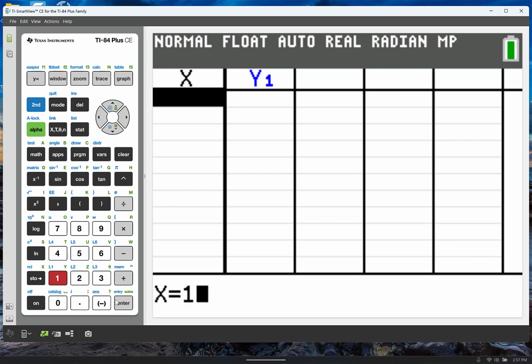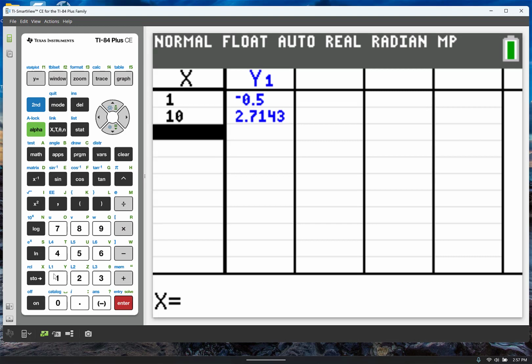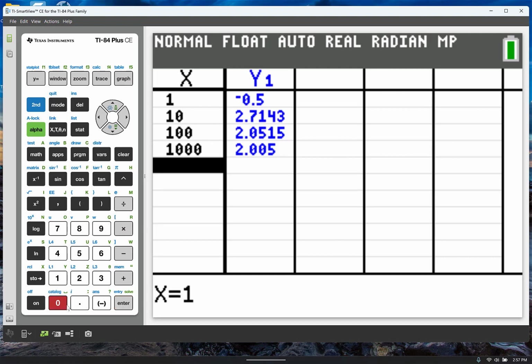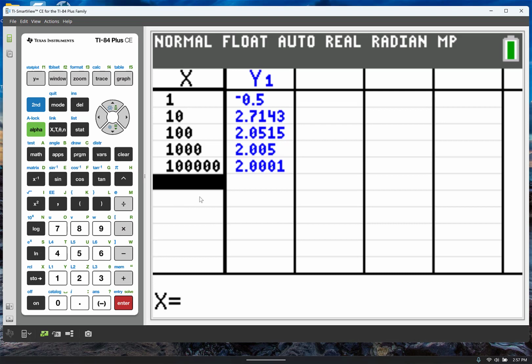If I put 1, it's going to give me 0.5. If I put 10, it's going to give me 2.7. If I put 100, it's going to give me 2.05. If I put 1,000, it's going to give me 2.005. If I put 100,000, it gives 2.00001. Look what's happening.